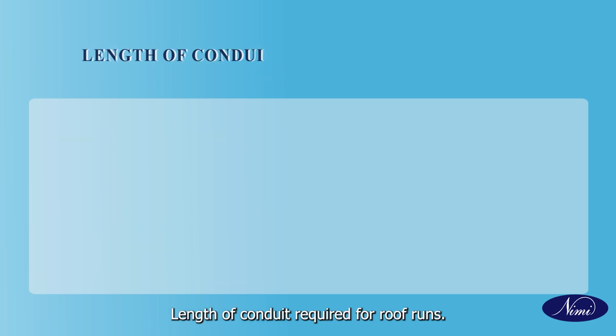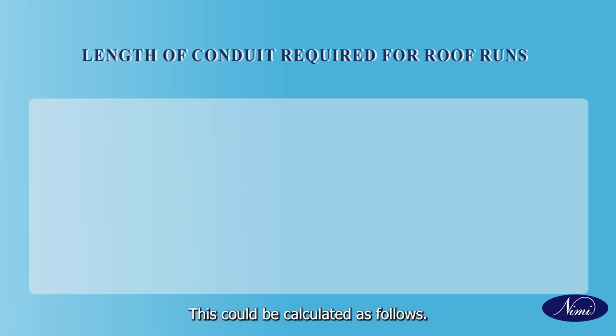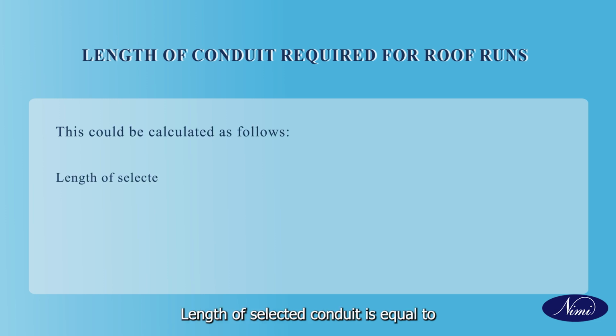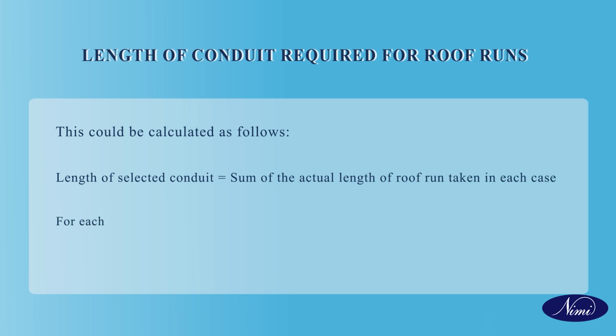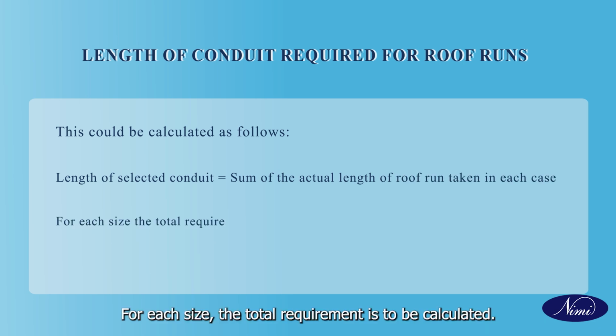Length of conduit required for roof runs. This could be calculated as follows. Length of selected conduit is equal to the sum of the actual length of roof run taken in each case. For each size, the total requirement is to be calculated.